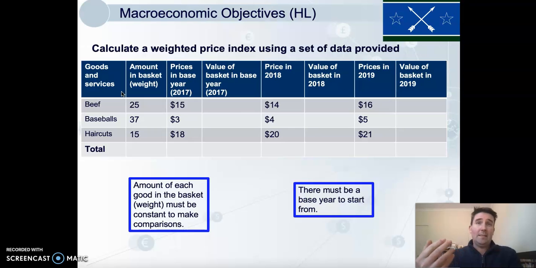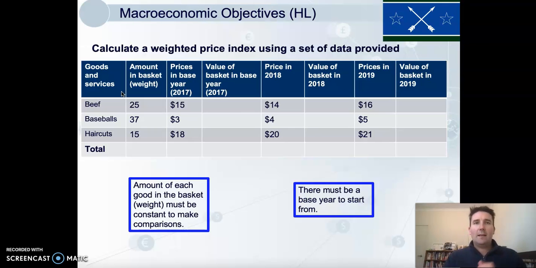2017 is going to be our base year. Every index needs a base year, so we've got a base to compare from. I want you to draw up this table in your books, so pause now and do that. Okay, you've drawn up the table. Excellent. We're going to fill it in now.